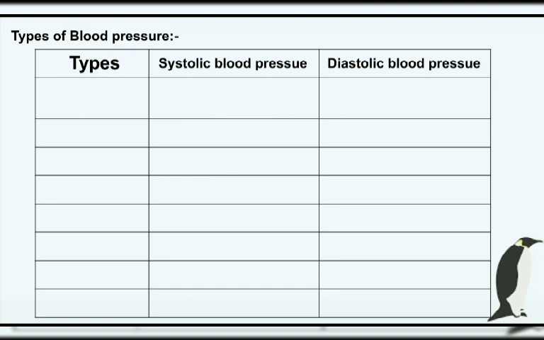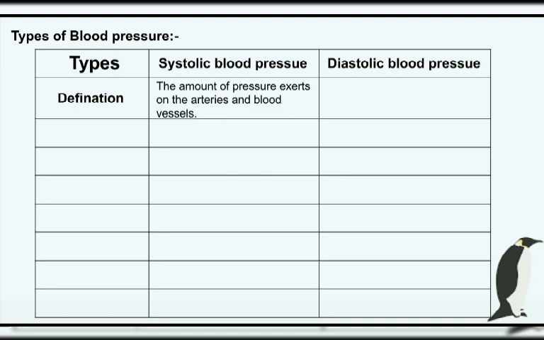After that, we will give you a shortcut to learn about the systolic and diastolic blood pressure with the sound, that is lub and dub sound. So here you can see the definition: the amount of pressure exerted on the artery and blood vessels, the pressure which is exerted on the wall of the artery. In systolic, as I told you, there is the pumping of the heart.